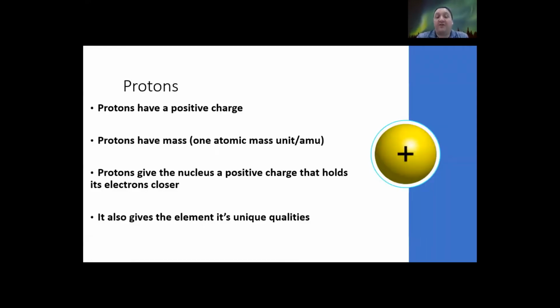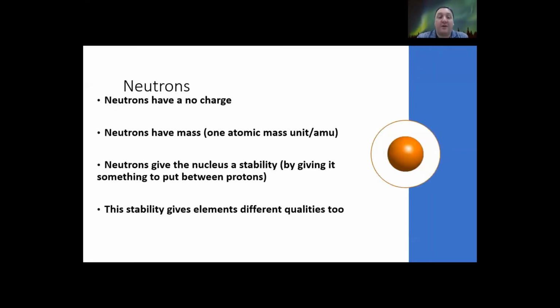Protons have a positive charge. They have one atomic mass unit, and they give the nucleus a positive charge. The individual configuration of protons gives an element its unique characteristics.